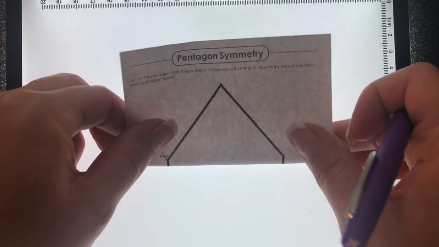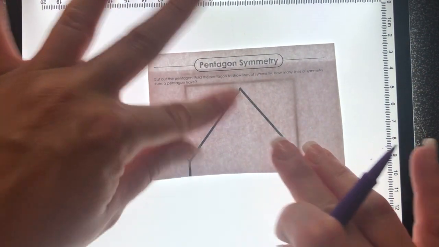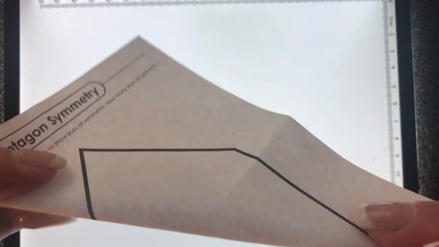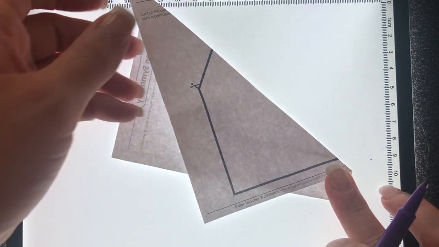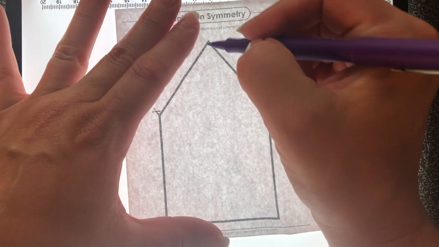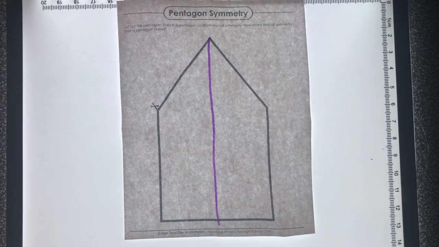However, if I fold horizontally, you can see that it does not match up. And if I did it diagonally, you can see that that does not match up either. So for this pentagon, I only have one line of symmetry.